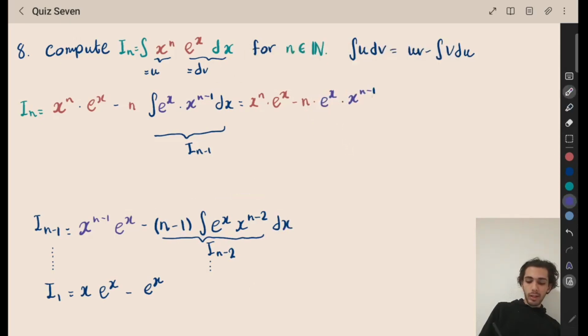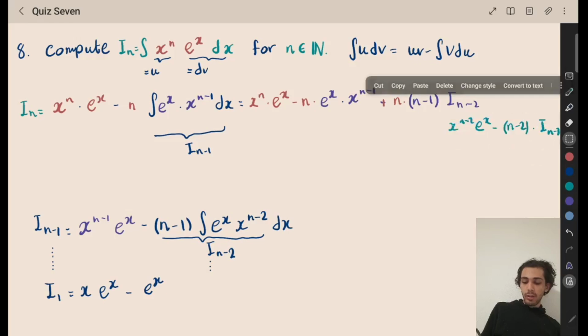But then if I just literally copy this exact same thing, and I need to be careful with the signs, I get the following. Now this is I_{n-2}. I'm copying whatever is in here. Notice now that this becomes n times x to the n minus 1 e to the x, and then this becomes positive n times n minus 1 times I_{n-2}. But I_{n-2} is just x to the n minus 2 e to the x minus n minus 2 times I_{n-3}.